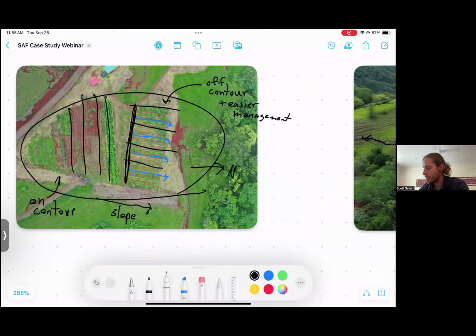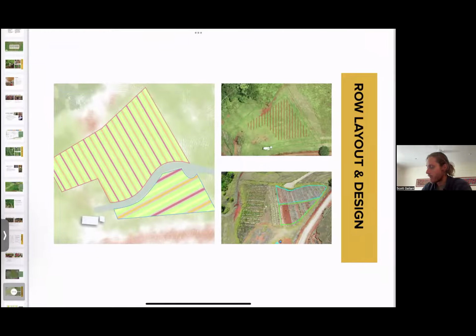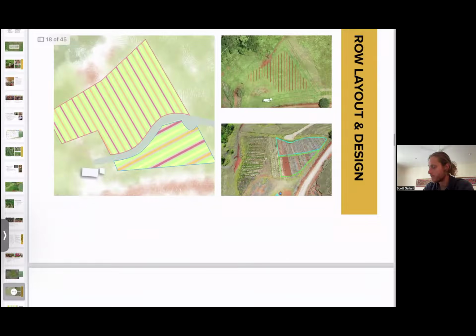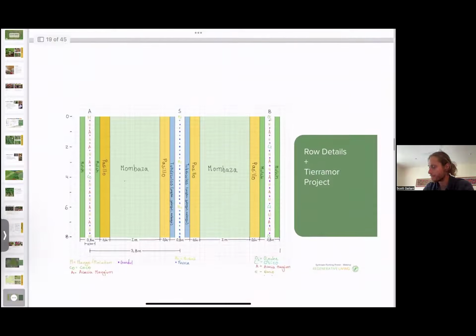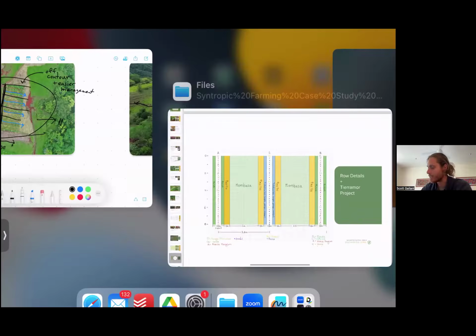Let's see... yeah, I think that is perfect. I'm going to keep going. You know what? I want to talk about that as well. Okay, I'm going to keep going back to our sketching.